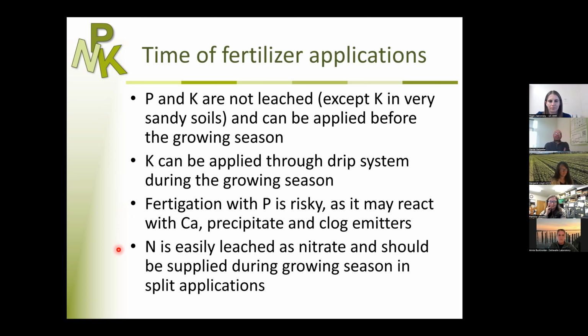Now, nitrogen is a different story. As Patricia and Annie have mentioned, it's easily leached. So it needs to be supplied during the growing season. If you apply all of the nitrogen pre-plant and then you do a heavy pre-plant irrigation afterwards, the nitrate may actually already be leached below the root zone and no longer available for the crop. So nitrogen is best split during the growing season in smaller applications when the crops actually need it.